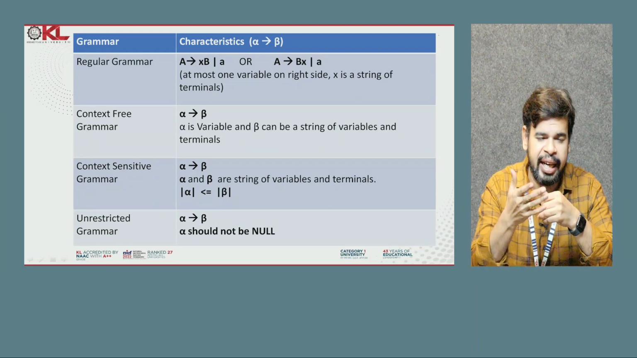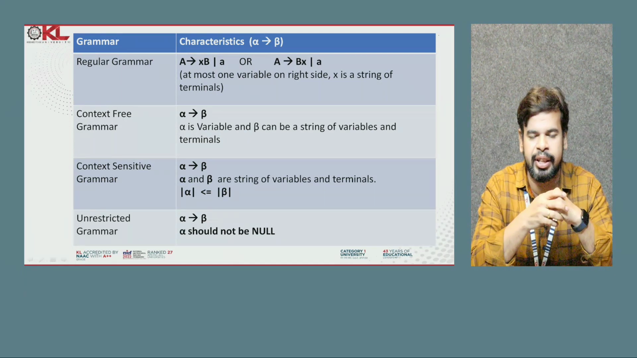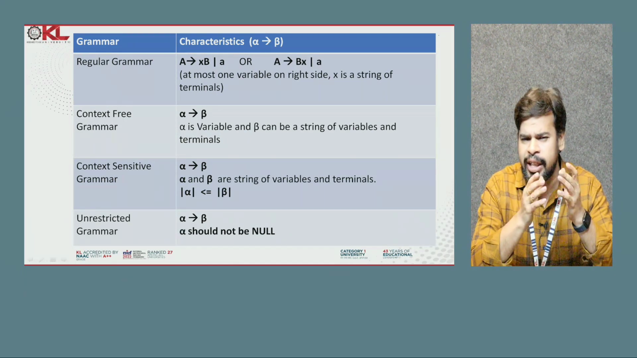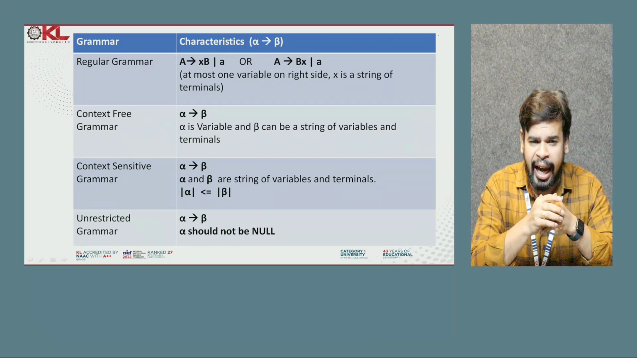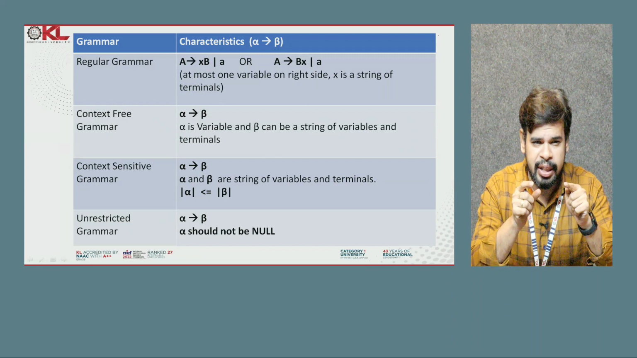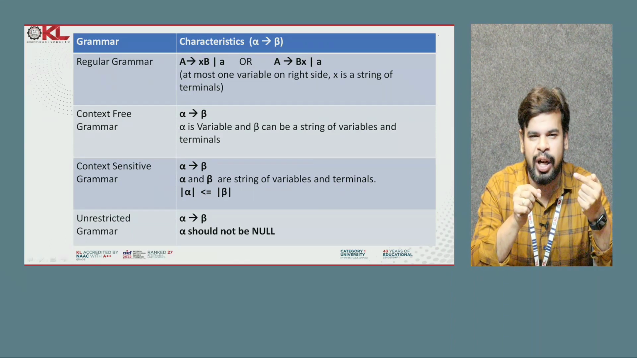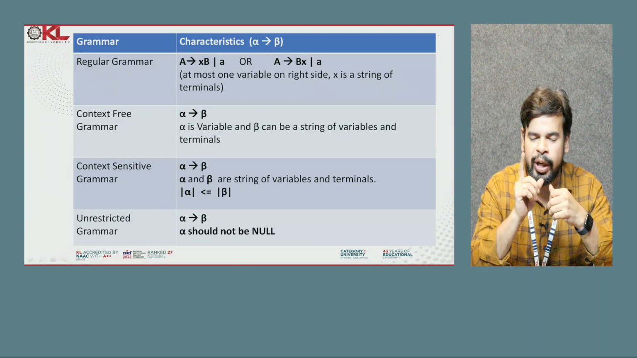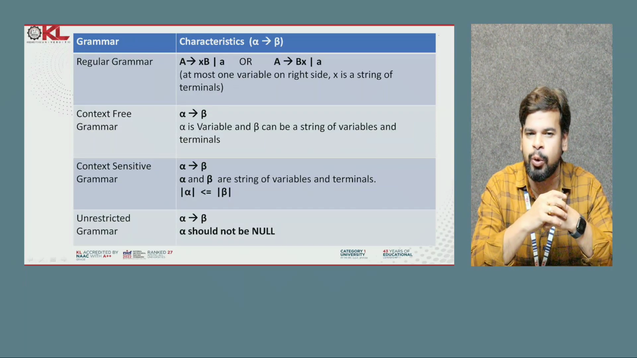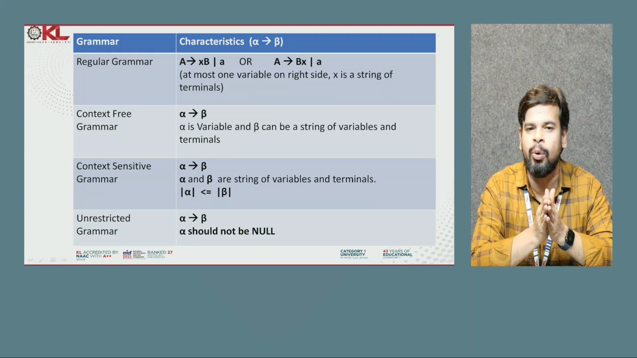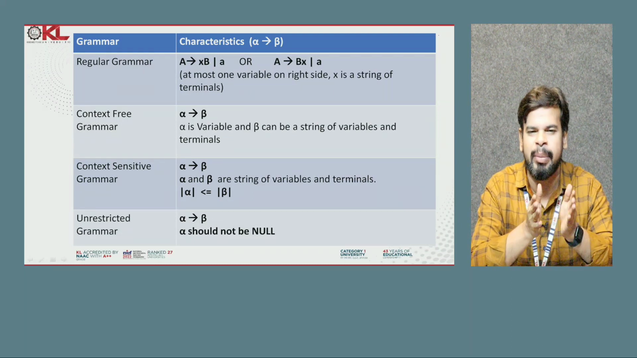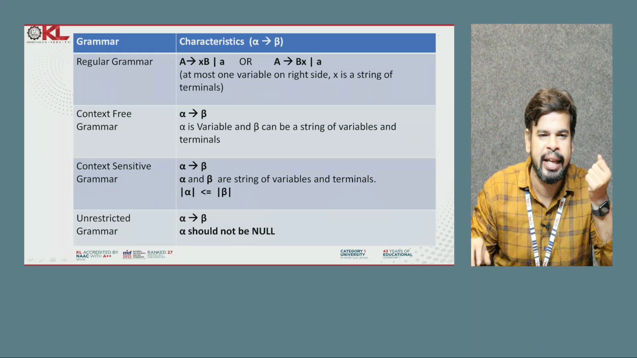And next, the last one is unrestricted grammar. In unrestricted grammar, it also contains two parts, the left hand side and the right hand side, and all the rules that apply for context sensitive grammar also apply here. The only particular rule that we need to know is that the left hand side must not have anything like epsilon, I mean null. It must not have null there.